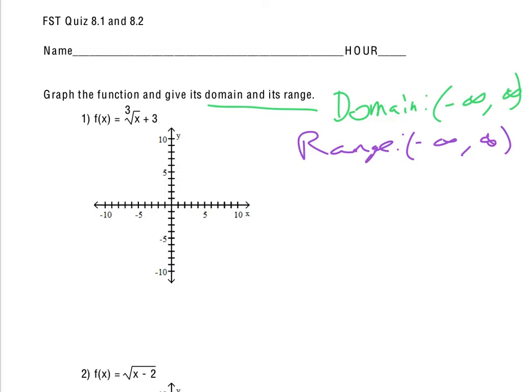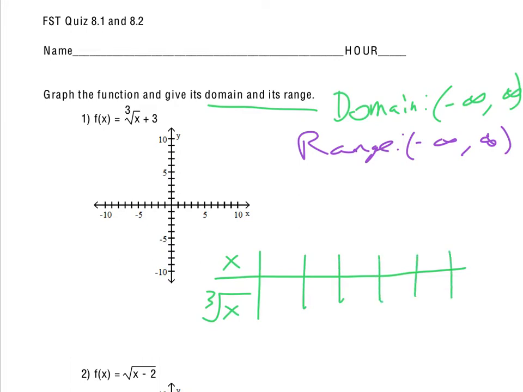Alright, so talking about graphing this, again, we want to use points that will plot easily. And so what we're looking for is values of x that cube root nicely. So I will generally use these same 5 x values for each of these.